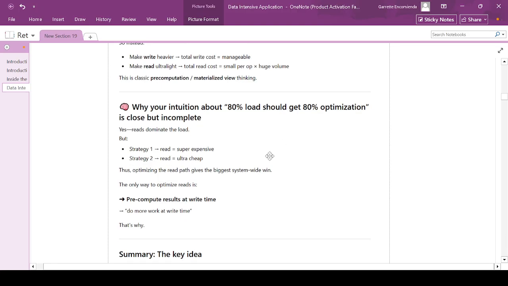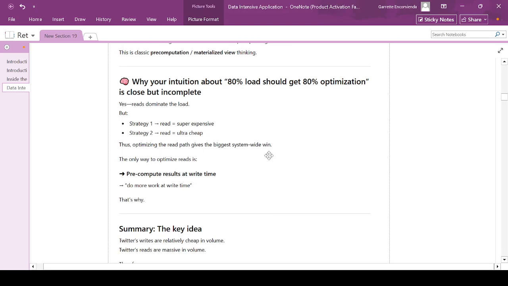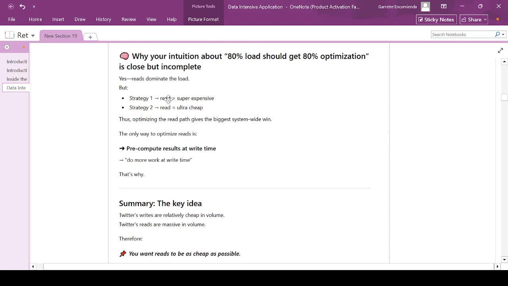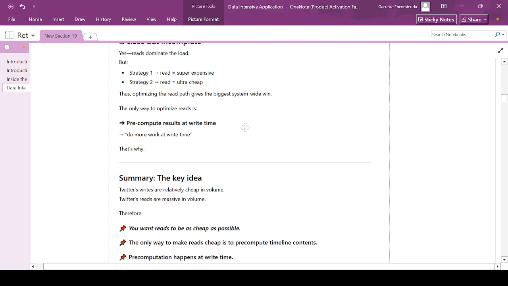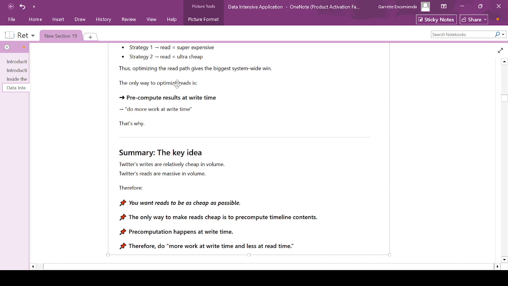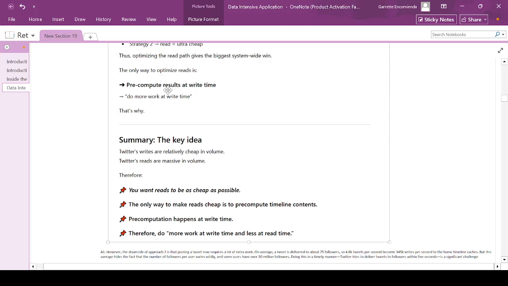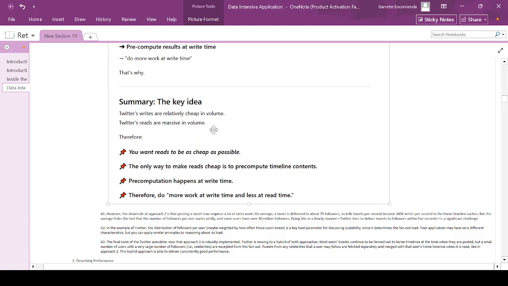This is classic pre-computation or materialized view thinking. Why is your intuition that 80% load should get 80% optimization close but incomplete? Yes, reads dominate the load. But in strategy 1, reads are super expensive. In strategy 2, reads are ultra cheap. Thus, optimizing the read path gives the biggest system-wide win. The only way to optimize reads is to pre-compute results, doing more work at write time.